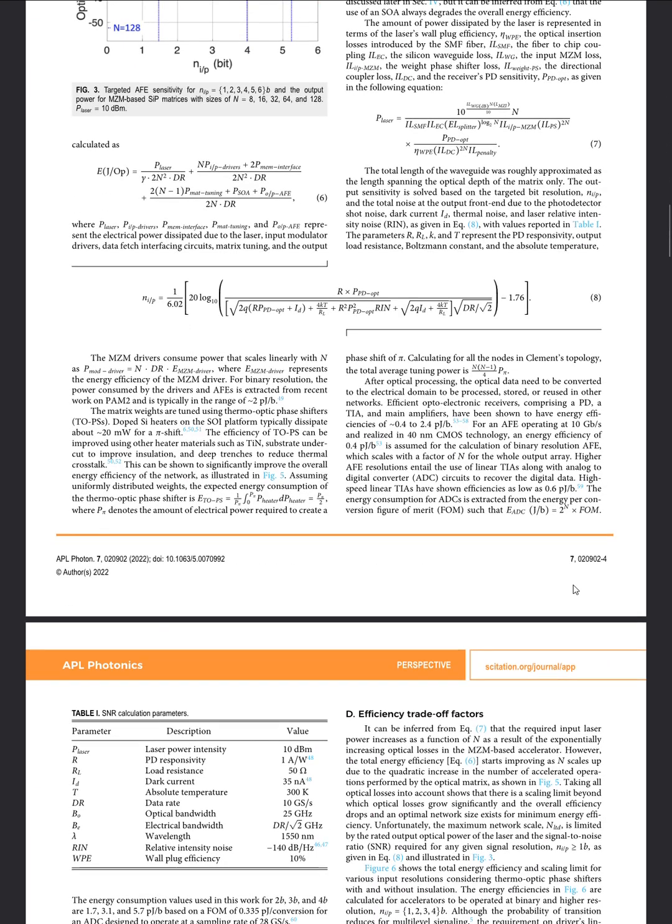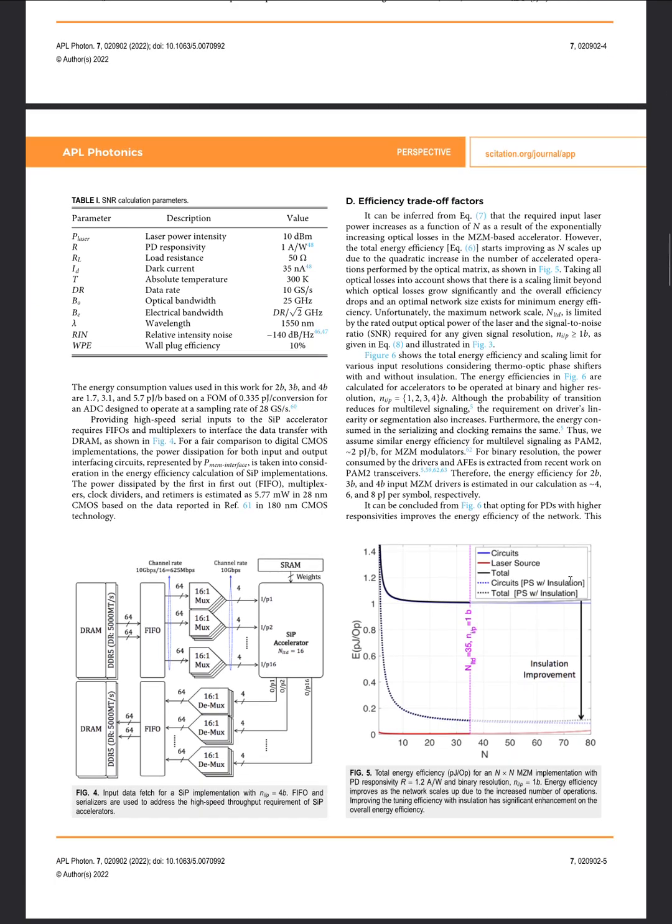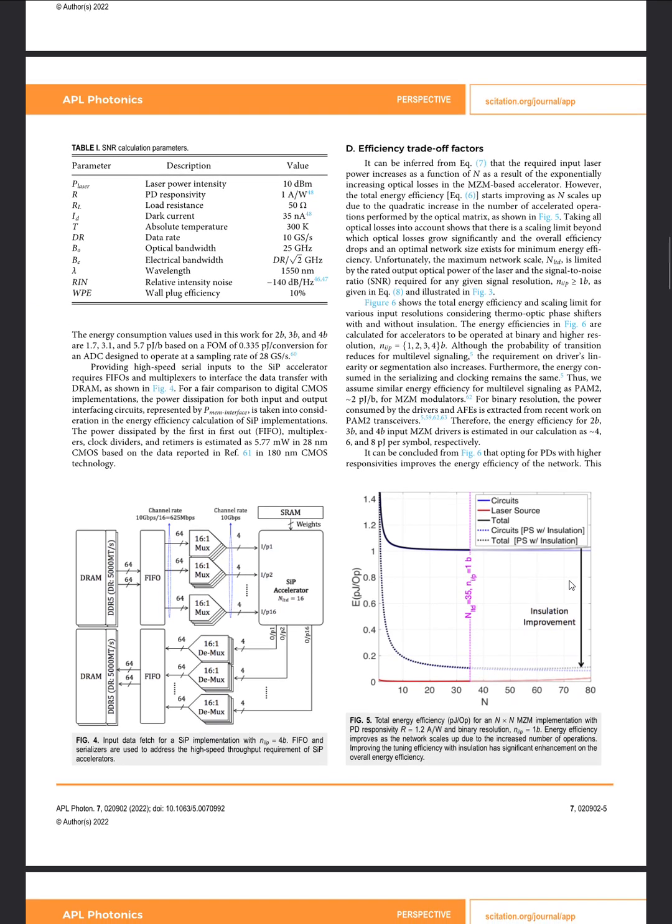And moving on to section D, the efficiency trade-off factors. The required laser power increases as a function related to the inputs as a result of the exponentially increasing optical losses in the Mach-Zehnder modulator accelerator. Total energy efficiency improves as n scales up due to the quadratic increase in the number of accelerated operations, and there is a scaling limit where optical losses grow significantly and the efficiency drops as a result.